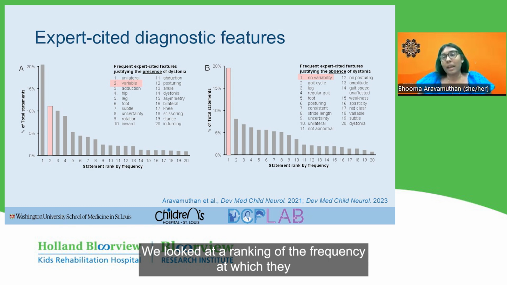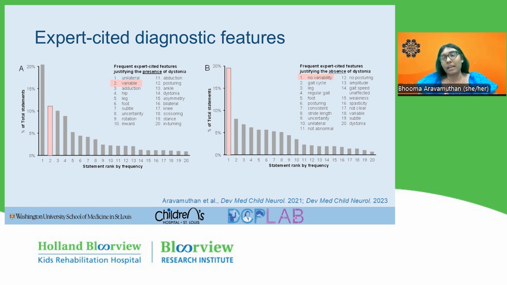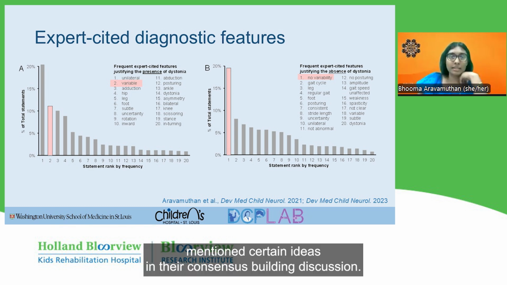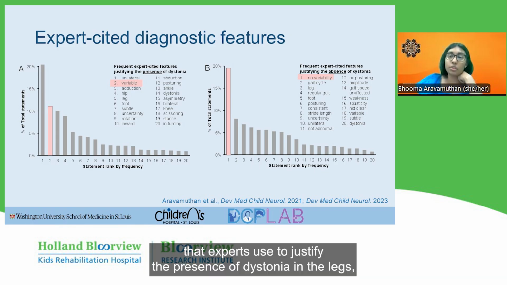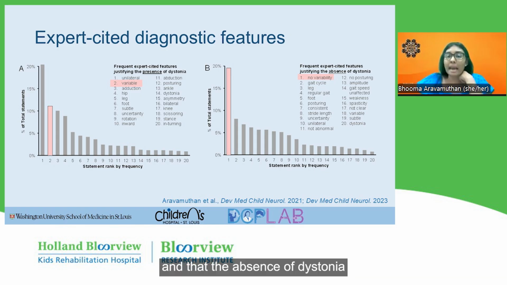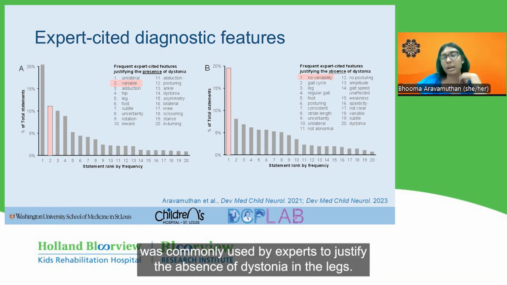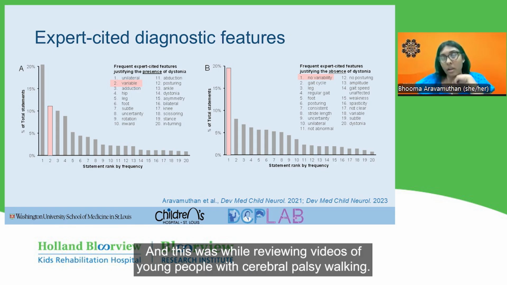We looked at a ranking of the frequency at which they mentioned certain ideas in their consensus building discussion. We saw that the presence of variability was a commonly cited feature that experts used to justify the presence of dystonia in the legs, and that the absence of dystonia was commonly used by experts to justify the absence of dystonia in the legs. And this was while reviewing videos of young people with cerebral palsy walking.